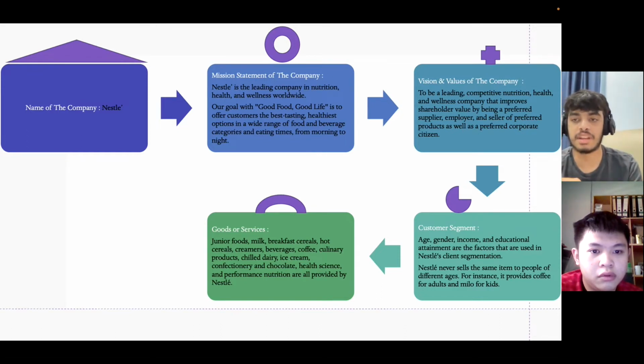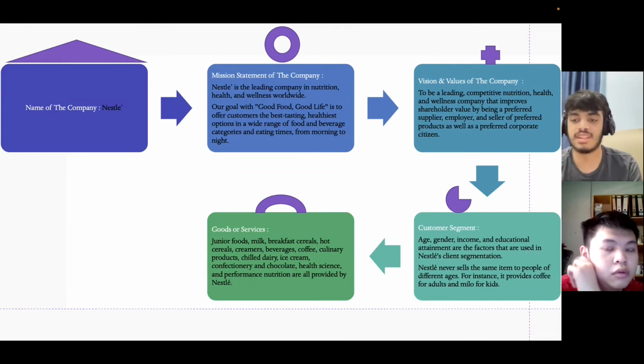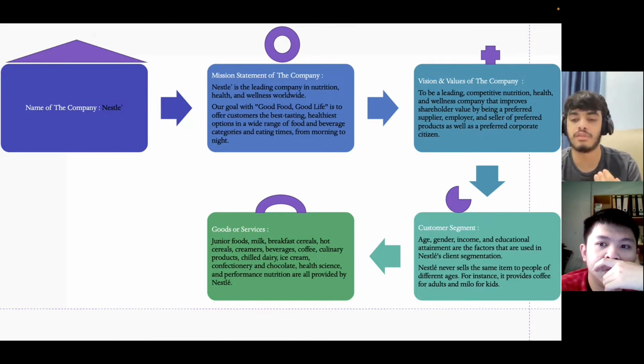Now we'll be talking about our customer segment. Age, gender, income, and educational attainment are the factors used in Nestle's client segmentation. Nestle never sells the same item to people of different ages. For instance, it provides coffee for adults and Milo for kids.